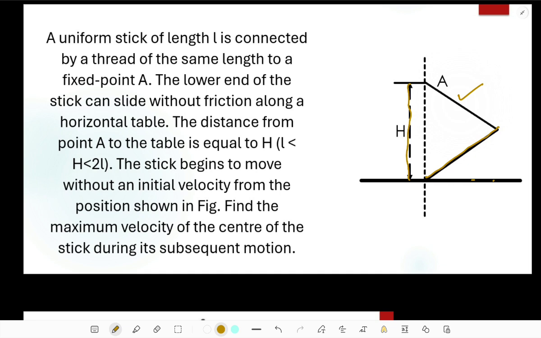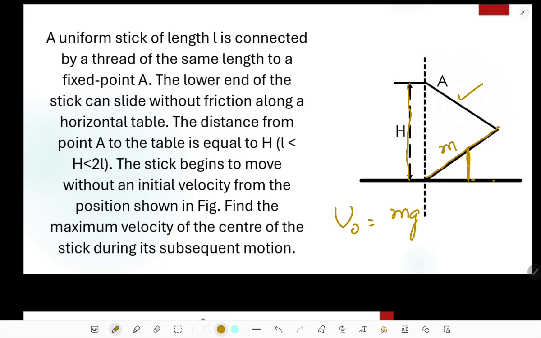We can of course use mechanical energy conservation here, and the initial energy of the system. The thread is of mass 0. That means the thread is massless. Even I have assumed it. The thread is massless, and it is the stick that has got some mass, so let us also assume that the mass of the stick is equal to a small m, so that the initial energy is completely potential, and it can be simply written as mg into height.